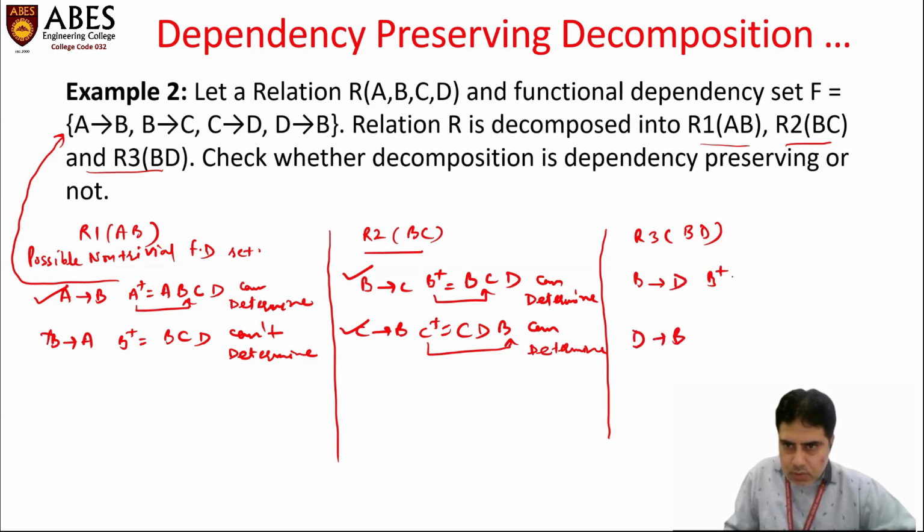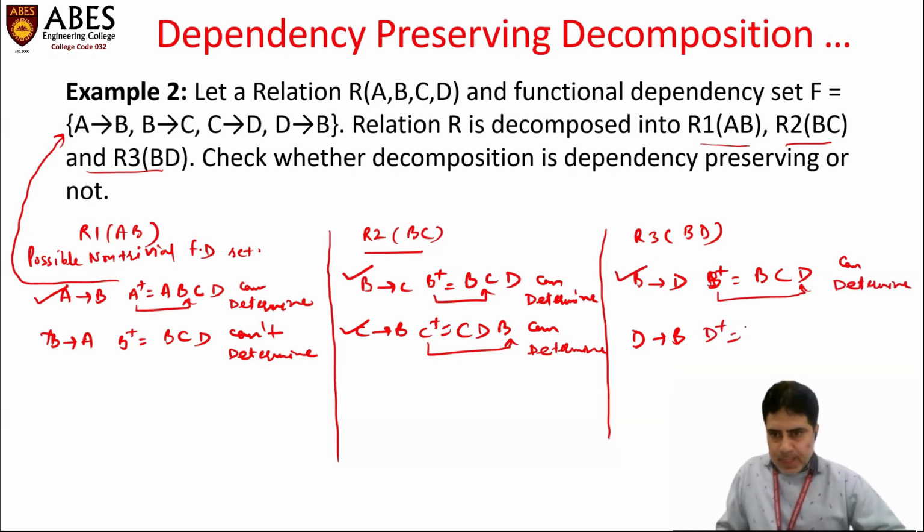Now from R3, here is B to D and D to B. Take the attribute closure of B: B to B, B to C, and C to D, D to B. So we can determine D. So it will also hold. Now take the attribute closure of D: D, D to B, and B to C, and C to D. So we can determine D to B.